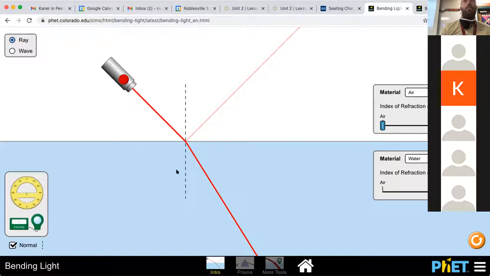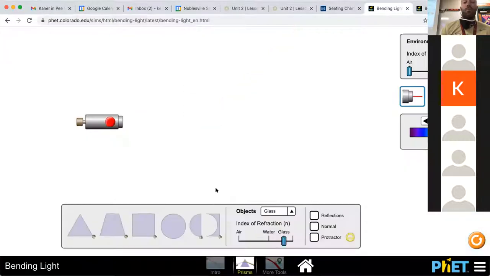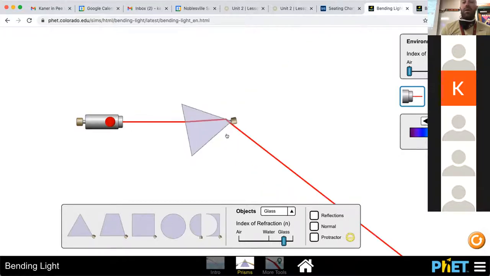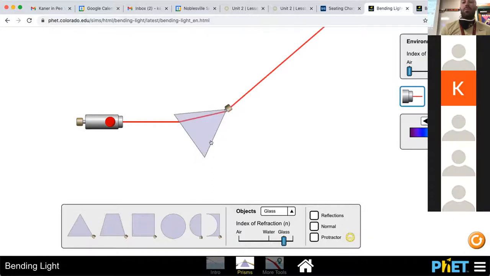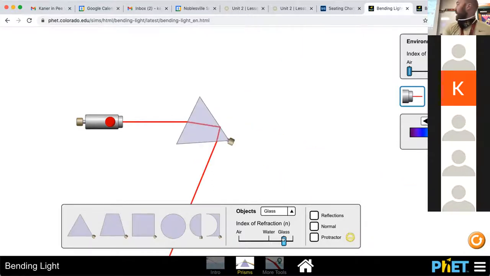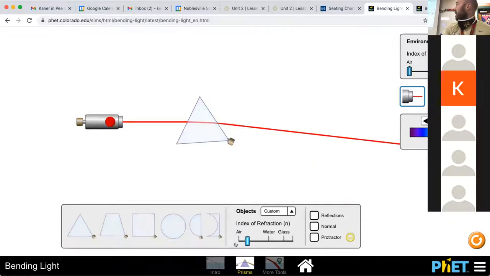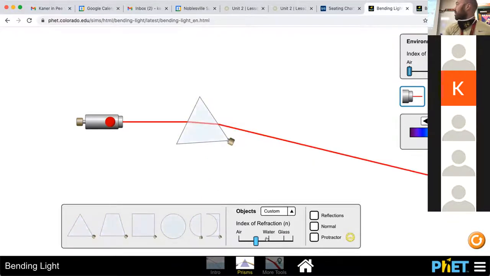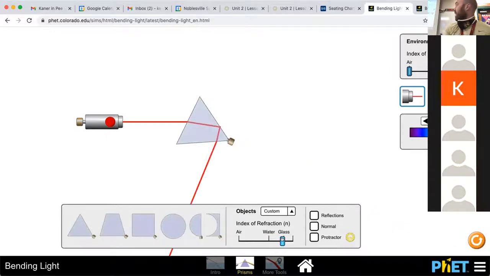Okay. So we have an introduction. We also have a portion that is a prism. You can take a look at how the light bends as it goes through that prism. You can go ahead and have fun with that simulation. Move around that prism, see what happens. We'll talk about the index of refraction, basically what happens when we change our objects from air to water to glass to some custom value. And so you can play around with that.